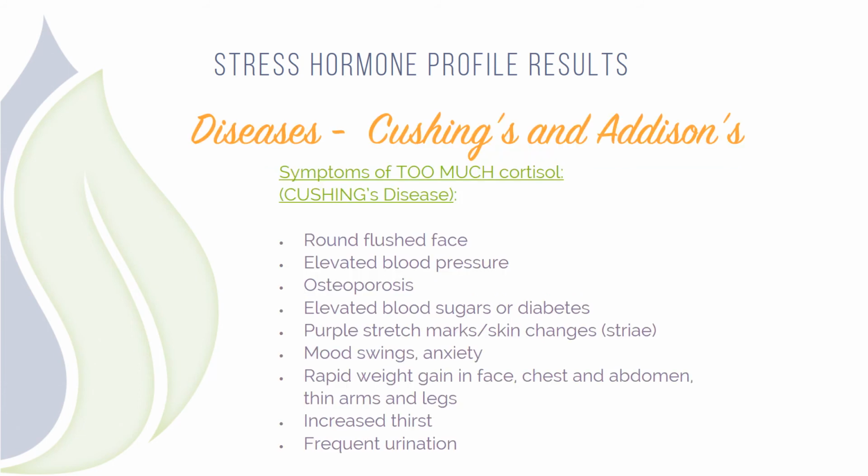So symptoms of too much cortisol, when you get Cushing's disease, are a red, round, flushed face, elevated blood pressure, thinning of the bones and osteoporosis, elevated blood sugars or diabetes, purple stretch marks or striae on the skin that look the same as those many women get with pregnancy, mood swings and anxiety, rapid weight gain in the face, chest, and abdomen with thin arms and legs, and often a buildup of fat in the upper central shoulders. These people will often have increased thirst and frequent urination.